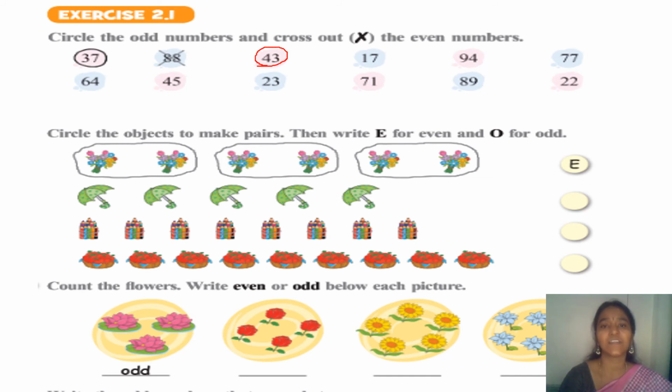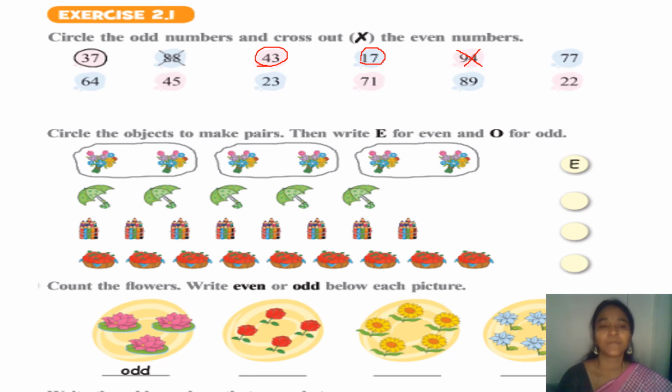Next 17. Is 17 odd or even? 7 is odd. So you should circle. 94. It is even or odd? 4 is an even number. So 94 is an even number. So I am crossing it. Now you do the remaining sums.